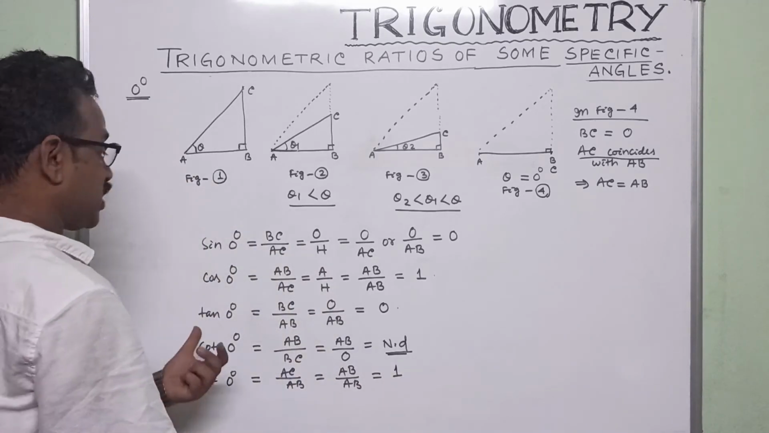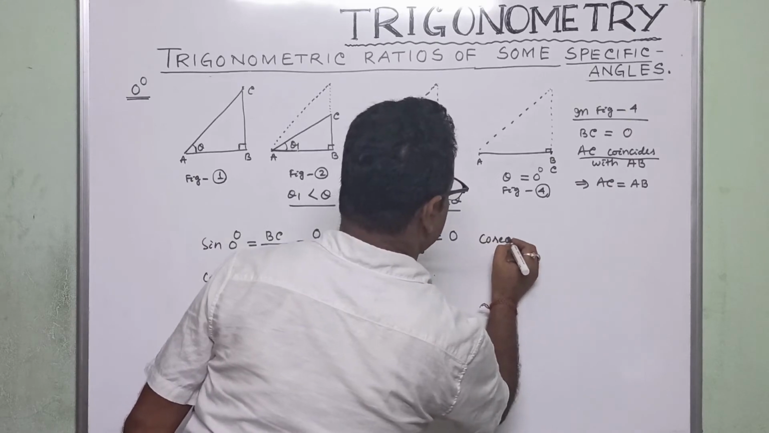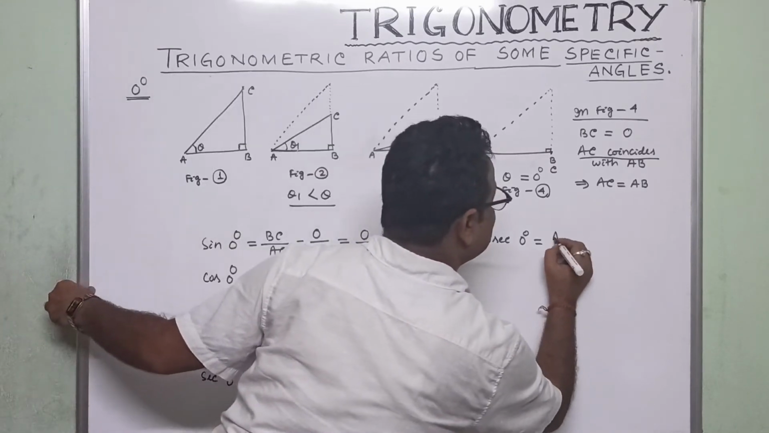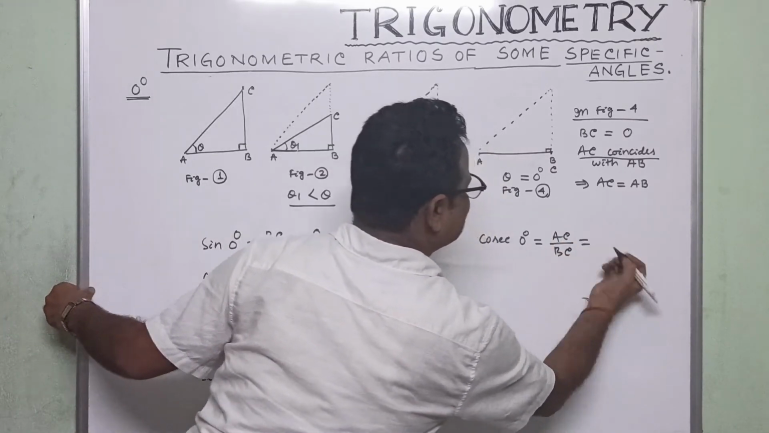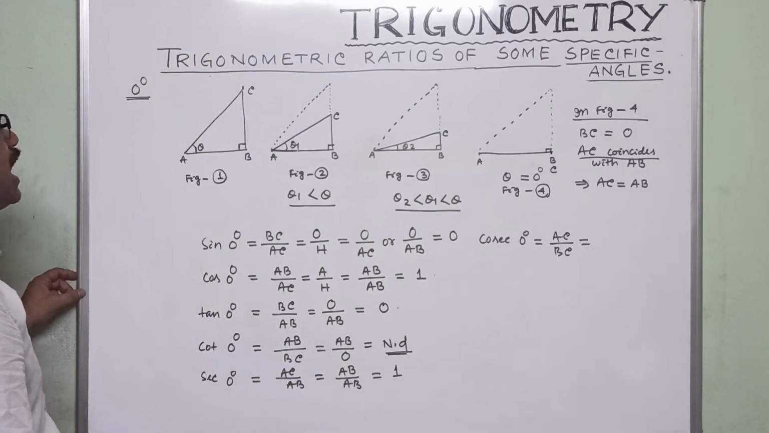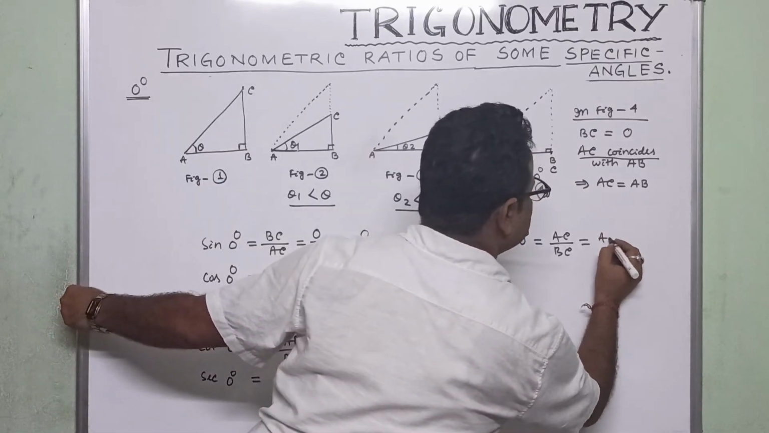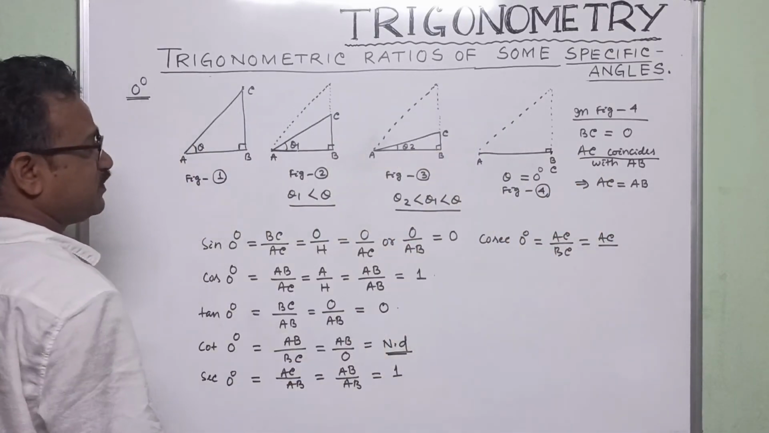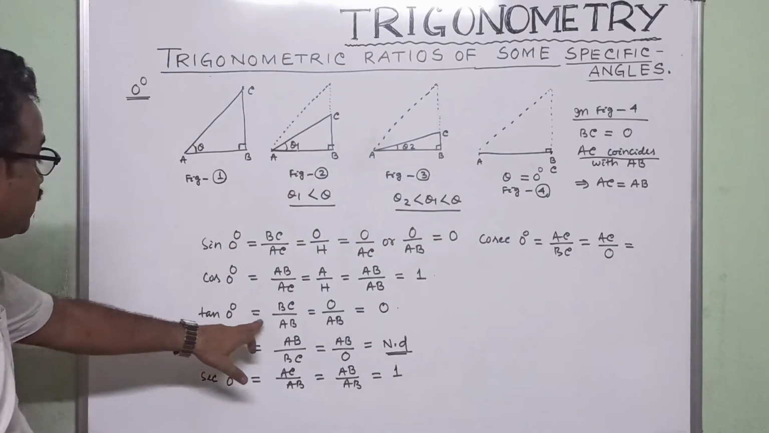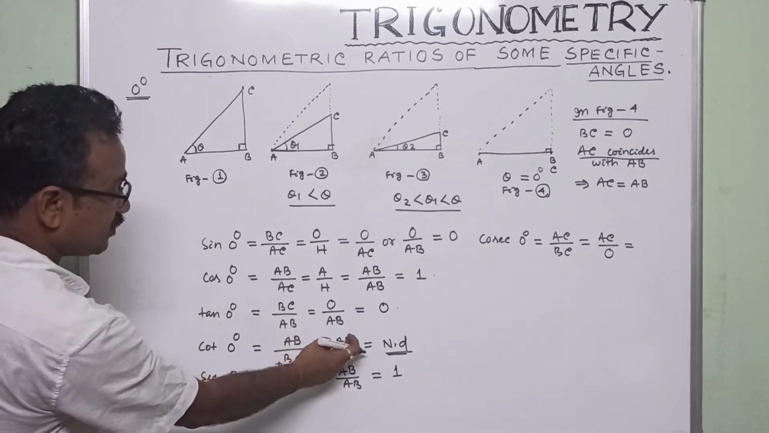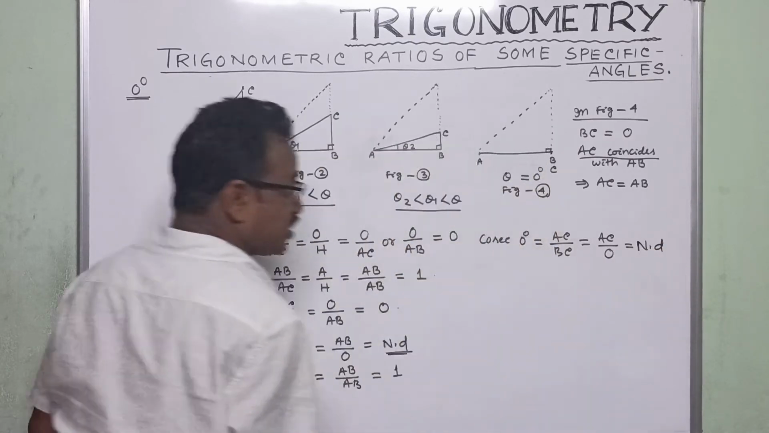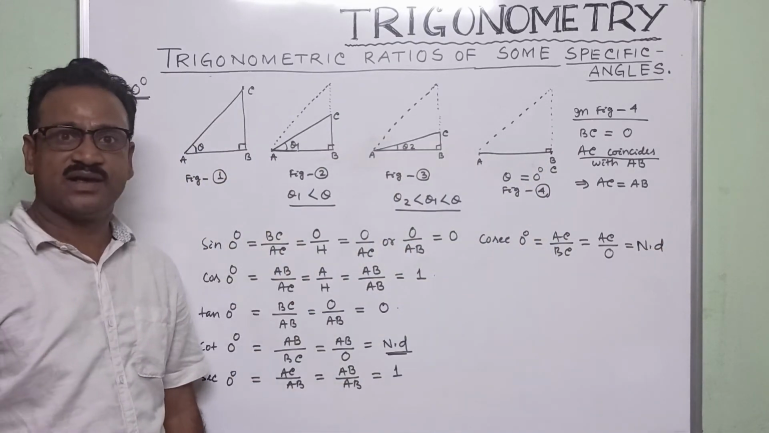Now come to cosec. So cosec 0 degree is equal to AC by BC. AC is equal to AB, and BC is 0. So something by 0 is not defined. Indeed, we cannot obtain the value of cosec 0 degree.